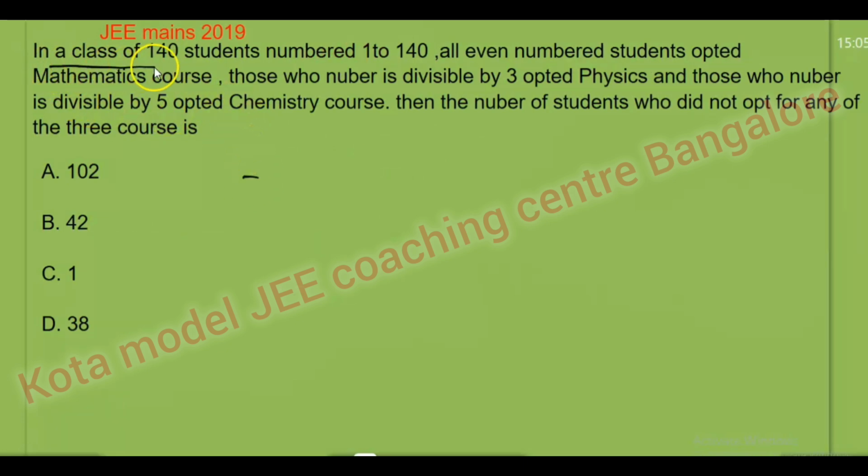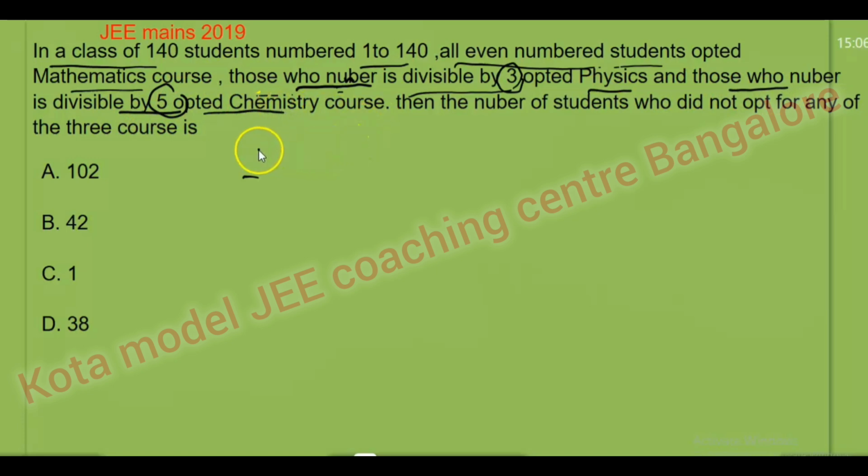In a class there are 140 students in total. They are numbered from 1 to 140. All even numbered students opt for the mathematics course, and those whose number is divisible by 3, meaning multiples of 3, opt for physics. Those whose number is divisible by 5 opt for the chemistry course.